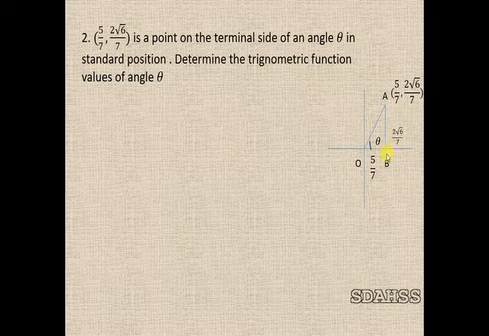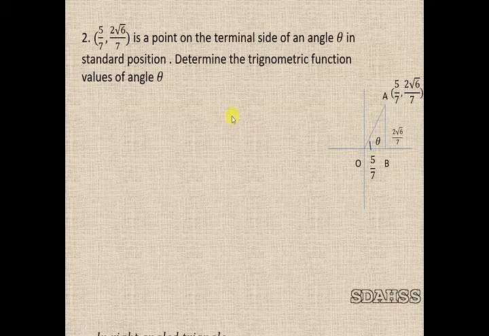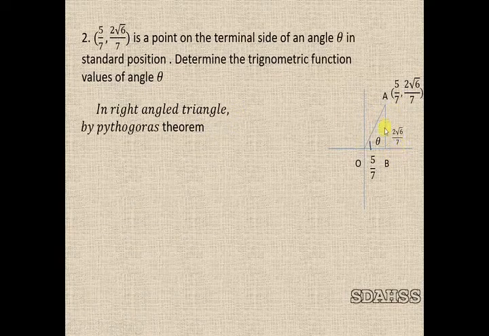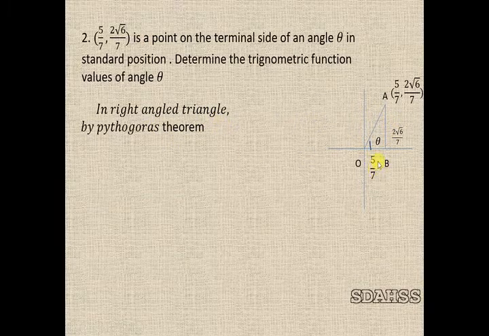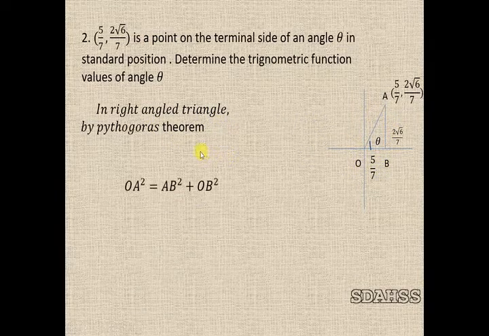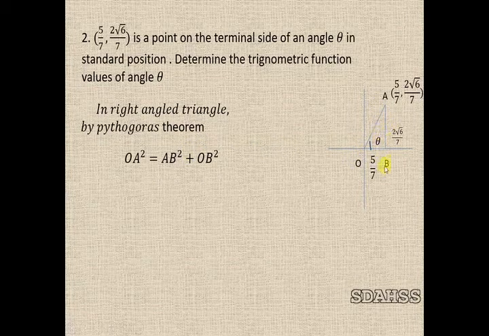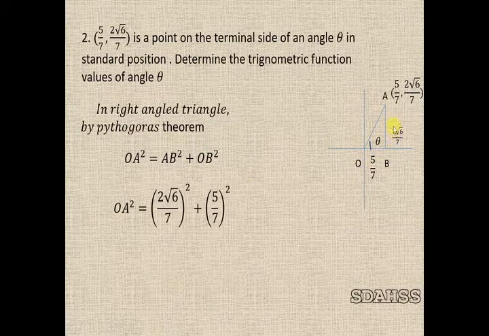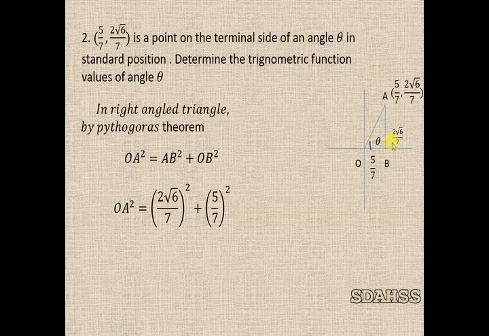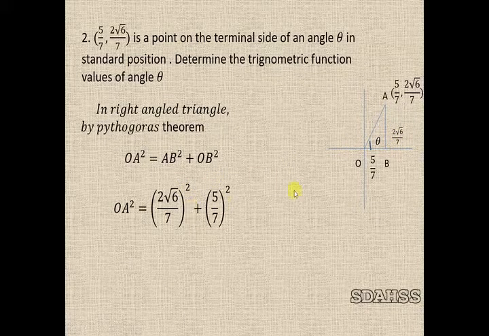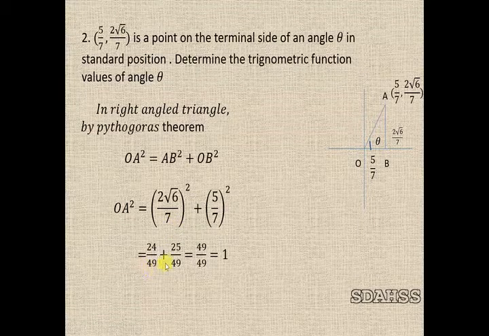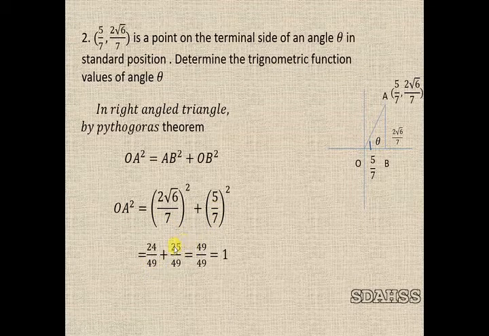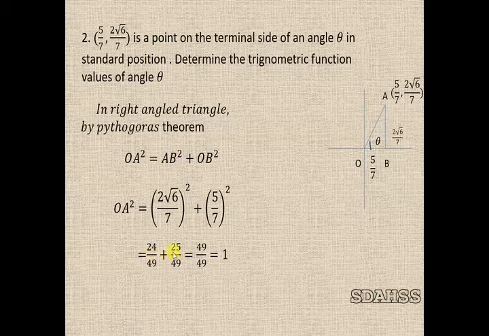Then AB is equal to 2 root 6 by 7. This forms a right angle triangle. In the right angle triangle, use Pythagoras theorem. We know that OA square is equal to AB square plus OB square. Then AB is 2 root 6 by 7 whole square plus OB 5 by 7 whole square. 2 root 6 whole square means 24 by 7 square means 49, plus 5 by 7 whole square means 25 by 49. Then add the numerators.